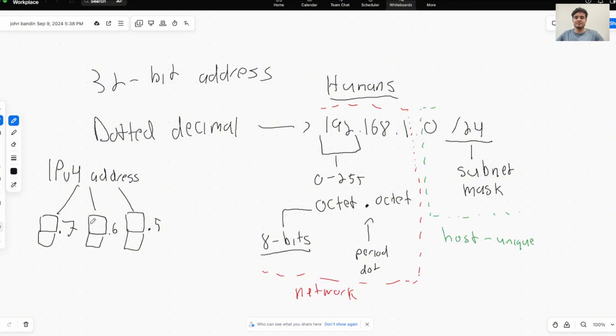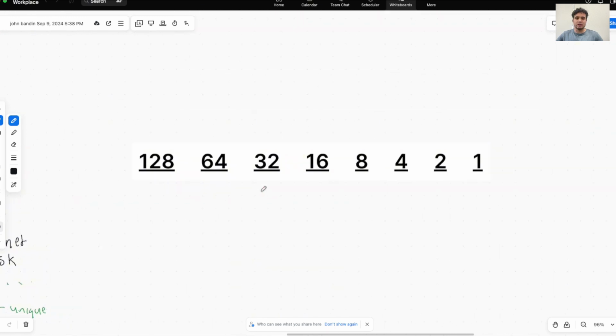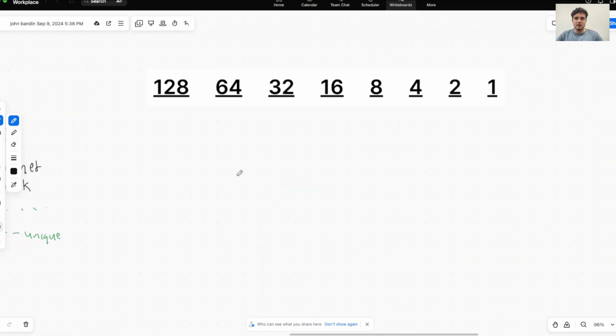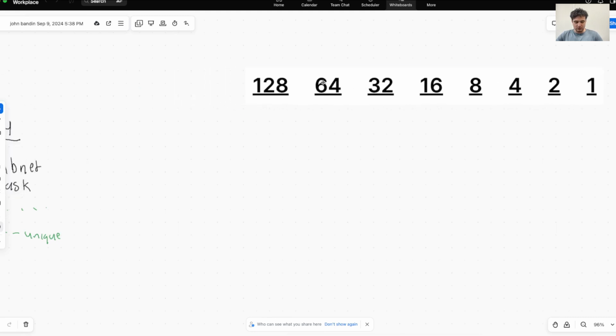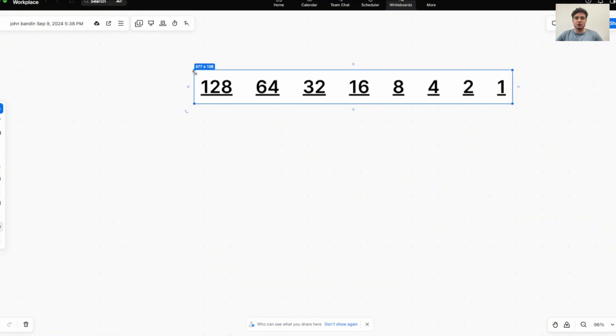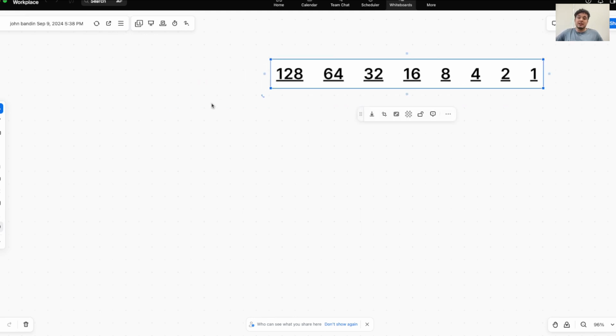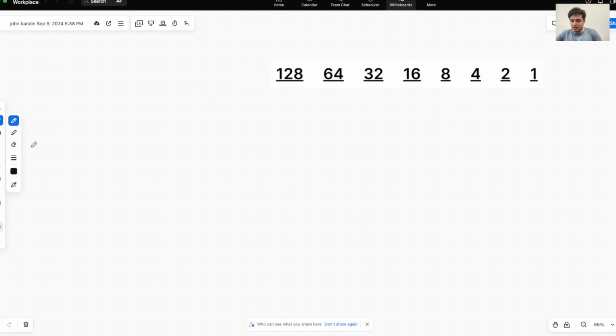So first, let's go ahead and break down how we convert dotted decimal into binary. Now what I have here is my binary conversion chart. Okay, so I'm going to label this. I'm going to put this over here to the right, and let's talk about this. So this is what's called my binary conversion chart.